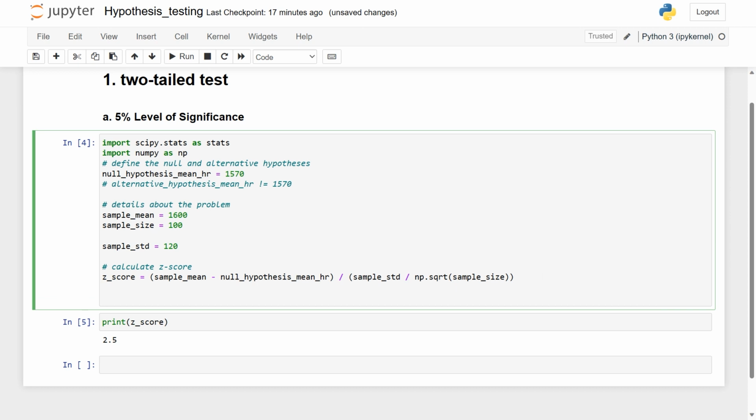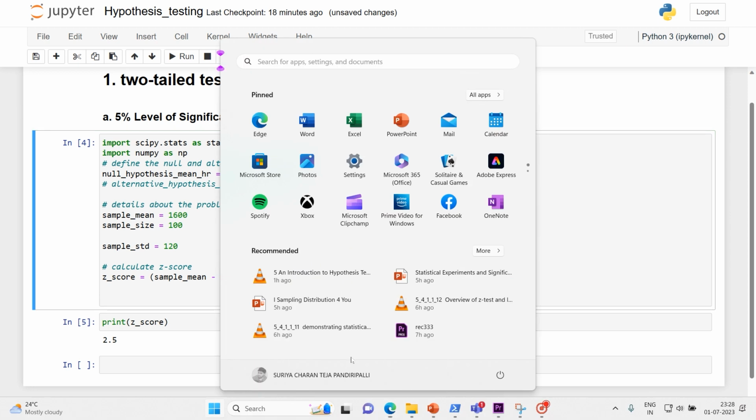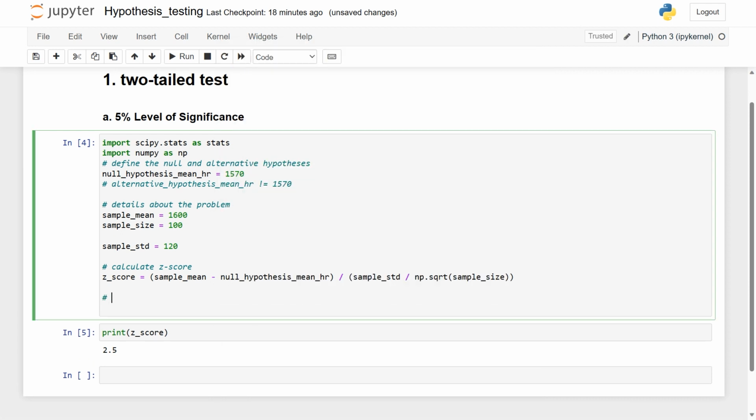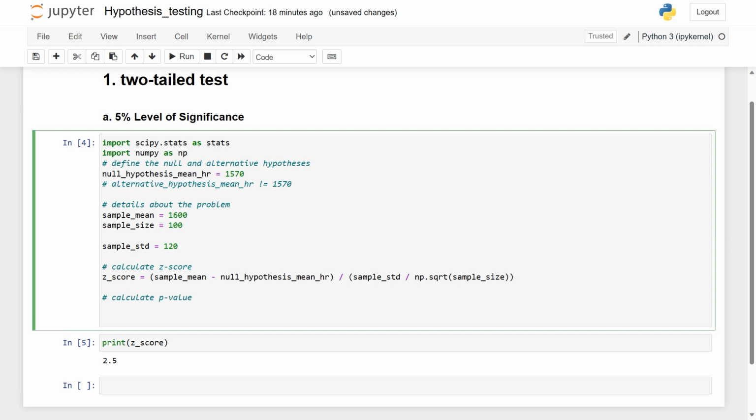So now it's time to calculate the p-value. Let's take the p-value, just a minute. So p_value is equal to 2 times. Obviously it's a two-tailed test, so that's the reason we'll be multiplying, because we want both sides.